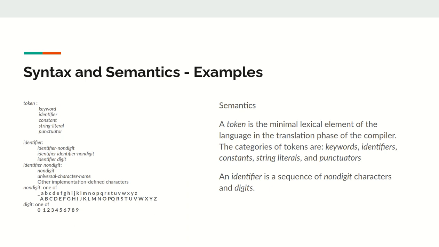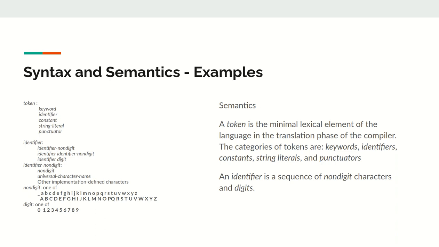We'll see the syntax and semantics examples here. So let us see the left hand side, token. We are defining the token non-terminal with the non-terminals like keyword, identifier, constant, string literal, punctuator. So any one of these can be a token, meaning the keyword is a token, identifier is a token, constant, string literal, punctuator, and all these are non-terminals again, which is why they are shown in italics.